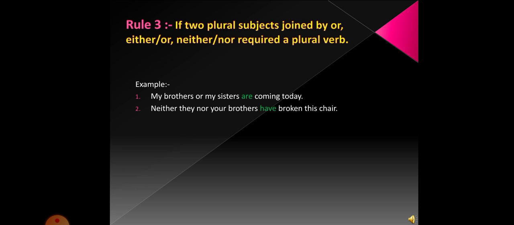Neither they nor your brothers have broken this chair. Here they and your brothers, these are two plural subjects joined by neither nor. So I have used here have, which is a plural verb.